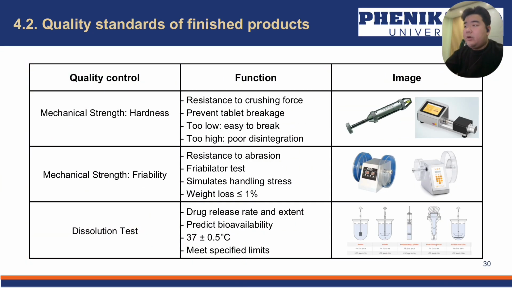After that, we move on to the tests related to tablet strength. The hardness test checks how strong the tablet is. Tablets should not be too soft or too hard. Good hardness helps the tablet stay intact but still dissolve well. The friability test checks whether tablets lose weight during handling. This simulates transportation conditions. Acceptable weight loss should be less than 1%.